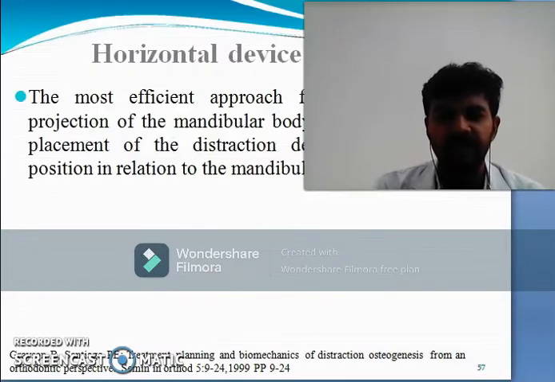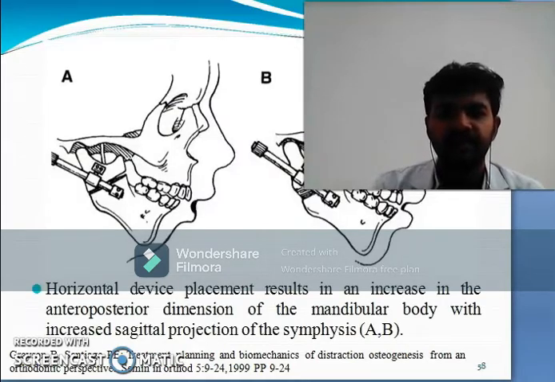Horizontal device placement. The most efficient approach for achieving the sagittal projection of the mandibular body and symphysis is the placement of the distraction device in a horizontal position in relation to the mandibular body. The horizontal device placement results in the increase in anterior-posterior dimension of the mandibular body with the increased sagittal projection of the symphysis.